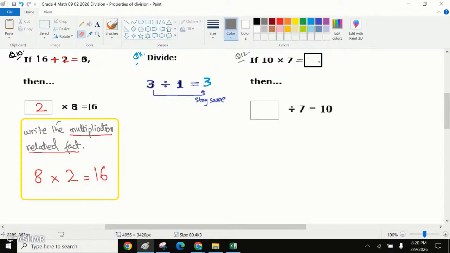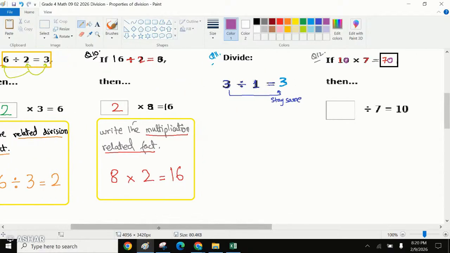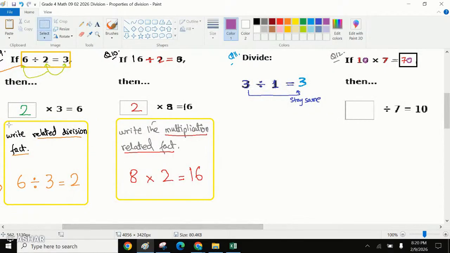Since we know the rule for multiplication of the numbers ending with a 0, right? We know the rule. 1 multiplied by 7 was 7. There was 1 0. So we simply put a 0, right? It comes out to be 70. Thank you, May. Then, what should be the division related fact? What number, when divided by 7, gives us 70 as the answer?